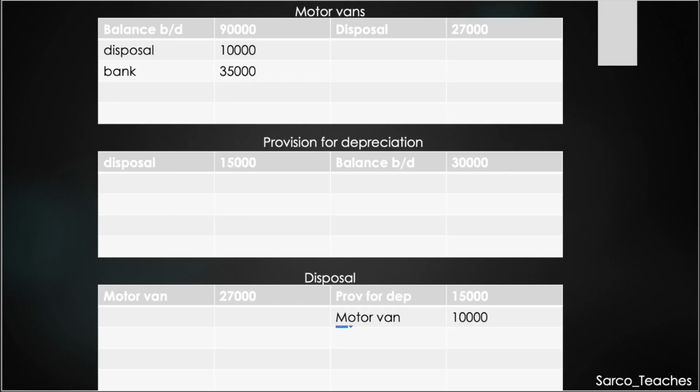Alright, so what is the cost? We don't know the cost, and that's the thing. We've made the 3 accounts, the motor vans account, the provision for depreciation and the disposal. We have to close off the motor vans account to find out the cost.